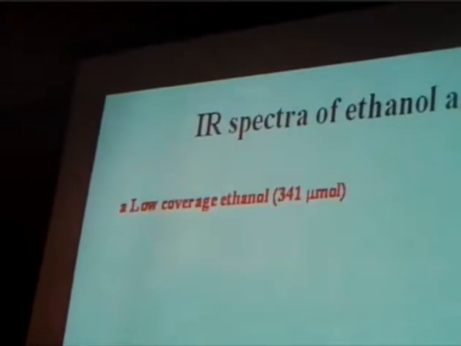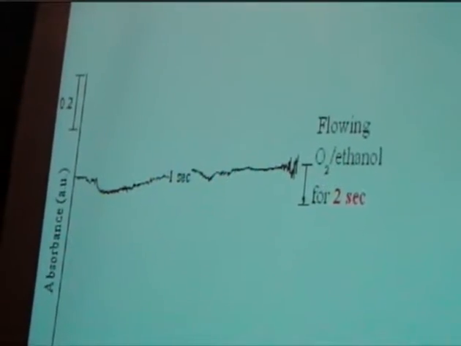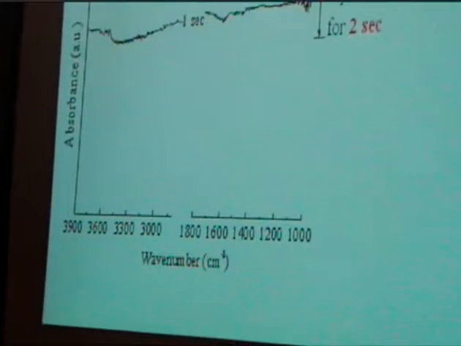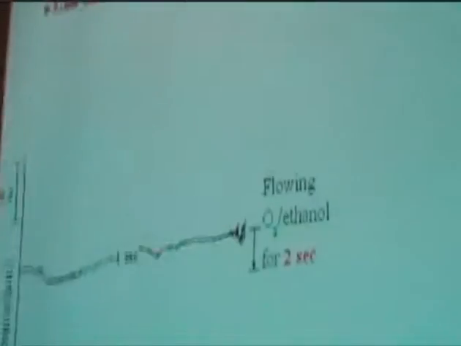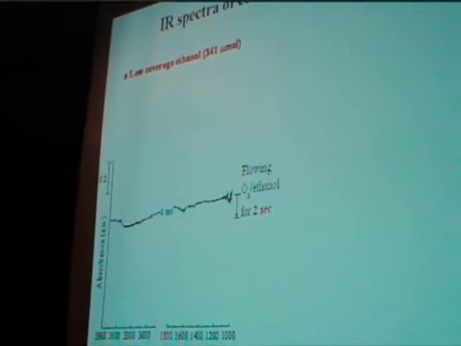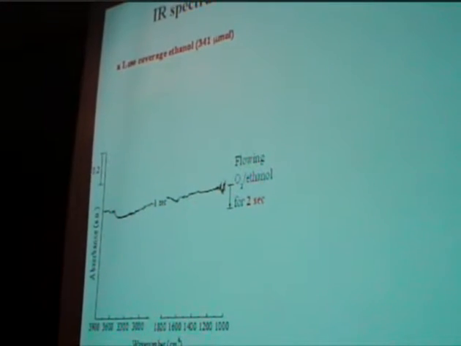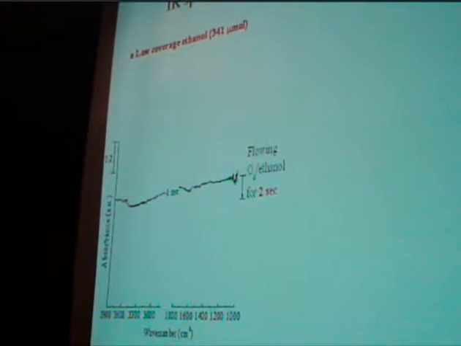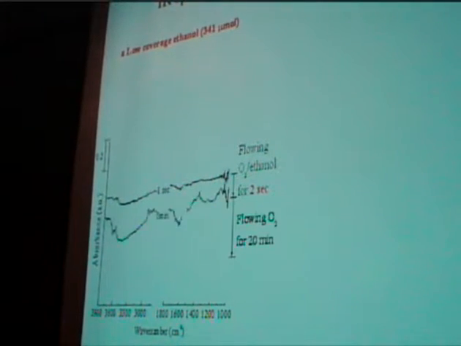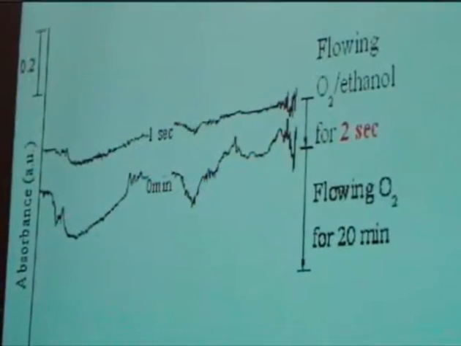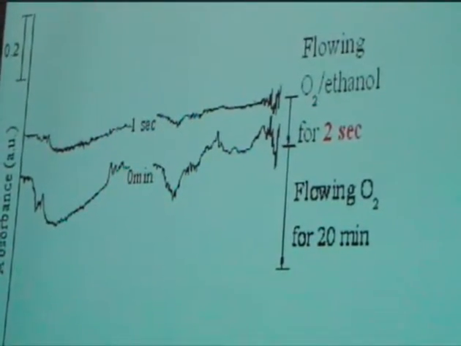Now let me show you the results that we obtained during this photocatalytic oxidation study. Initially, I'm going to discuss the adsorption of ethanol on the titanium surface. We tried 2 different cases, one that we call the low coverage ethanol and one that we call high coverage ethanol. In the case of low coverage ethanol, we flow oxygen and ethanol for 2 seconds, and after that, we flow oxygen for 20 minutes to remove all the vapor phase ethanol remaining inside the reactor.